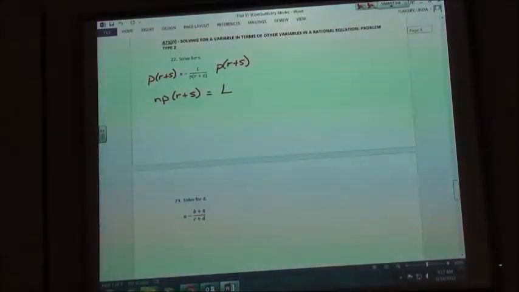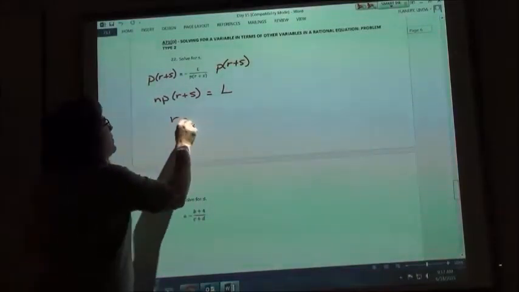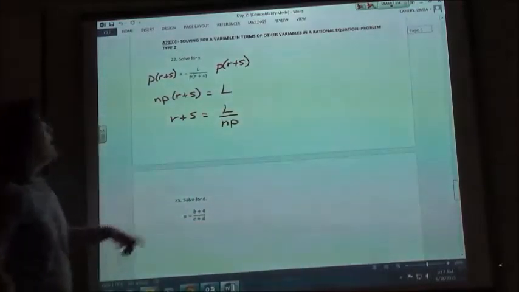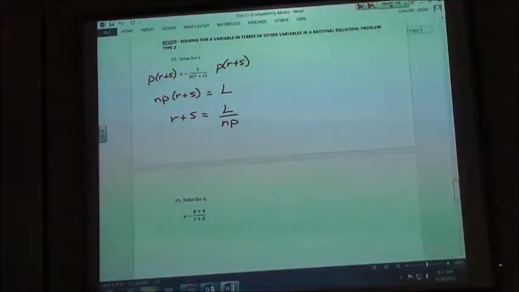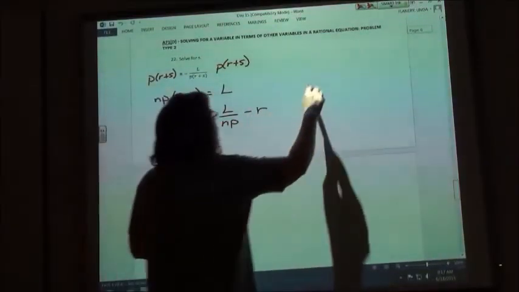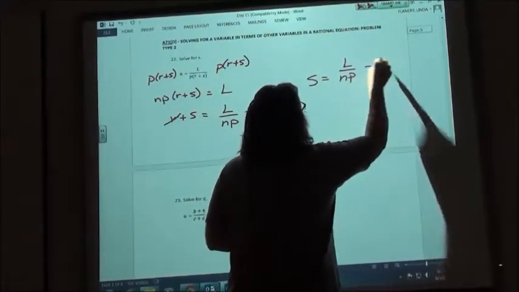I want to solve it for the s, so the next thing I might want to do is divide by the np. And so r plus s equals L over np. And then I'm going to move my r to the other side by subtracting. So s is going to equal L over np minus r.